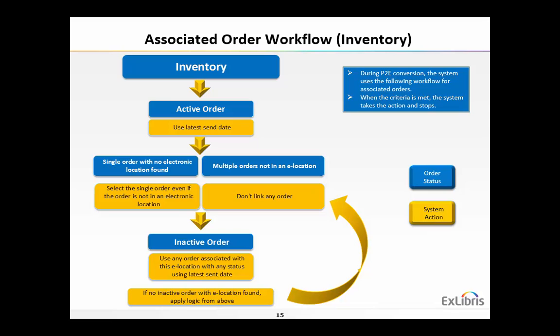If no active order with an e-location is found, the system goes back and applies the same logic used for active orders when there are no orders attached to e-locations. If there is a single inactive order, then take it. If there are multiple inactive orders, then the system does not take any order at all.